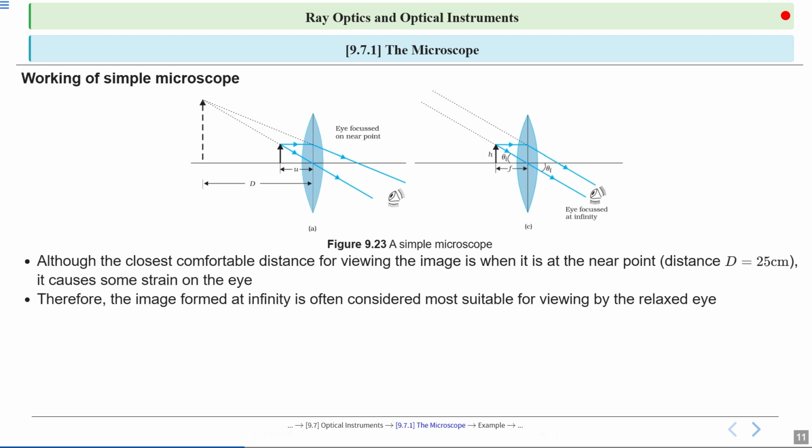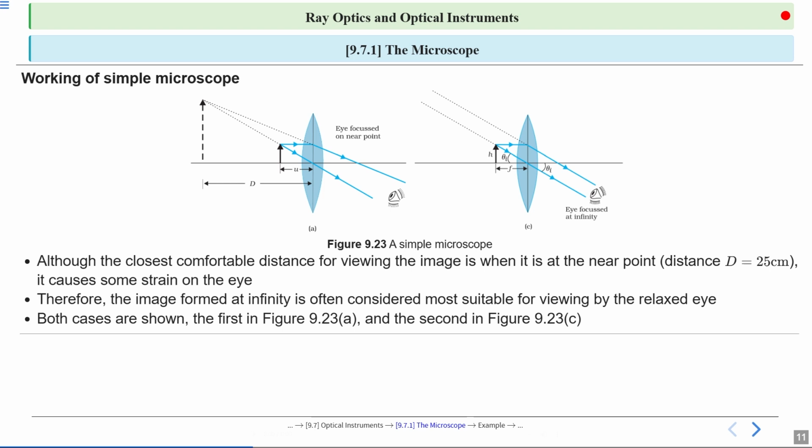Okay, when we look at a very close object for a long time, when we look at a book for a long time while studying, our eyes get strained and start paining. Then it is recommended that we look at distant objects so that the eyes feel relaxed. Okay, so that is the concept here.